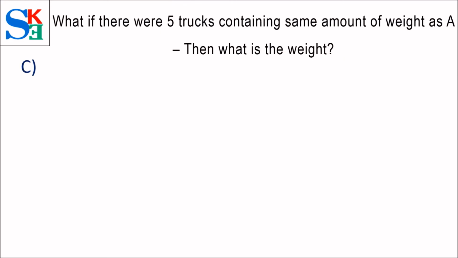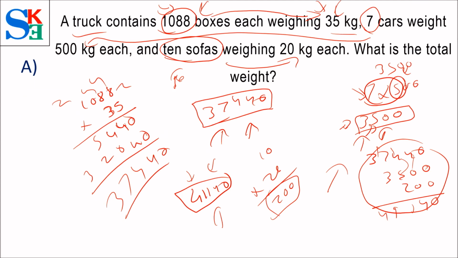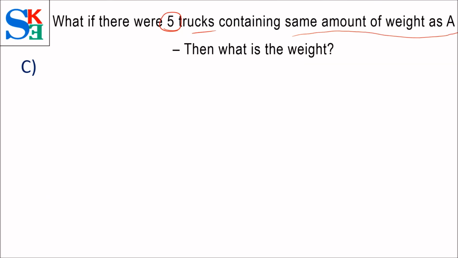Now we're on to C. So what if there are 5 trucks containing the same amount of weight as A? Then what is the weight? Then what was the weight? That was the answer to A? The answer was 37440. That is the answer to A. 37440 kilograms was the answer to A.